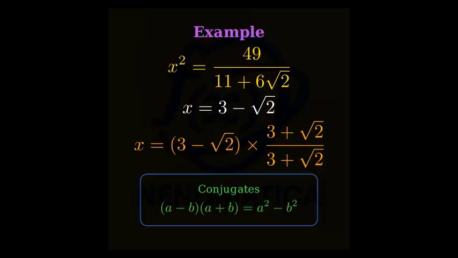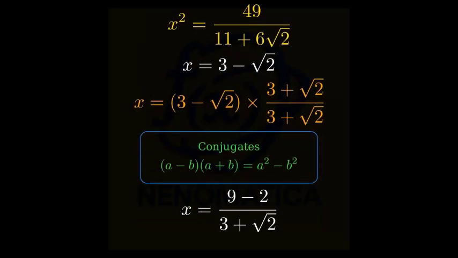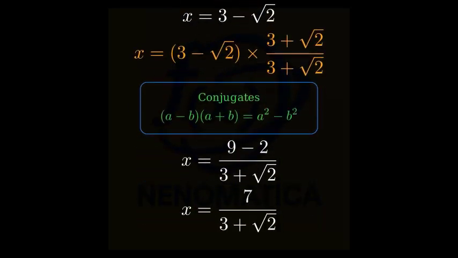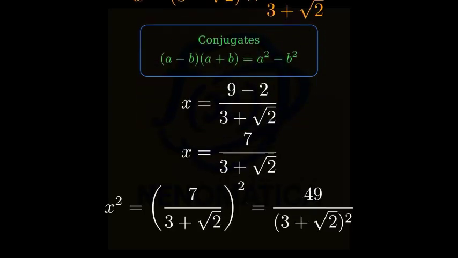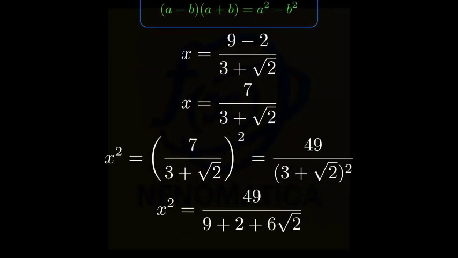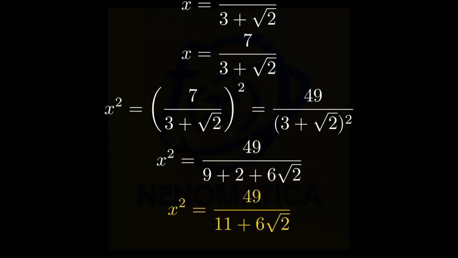Apply the difference of squares. The numerator becomes 9 minus 2. That simplifies to 7. So x equals 7 over 3 plus square root 2. Next, square both sides exactly as shown. We get x squared equals 49 divided by open parenthesis 3 plus square root 2 close parenthesis squared. Now expand the denominator. The square of 3 plus square root 2 is 9 plus 2 plus 6 square root 2. Combine like terms. 9 plus 2 is 11, so the denominator becomes 11 plus 6 square root 2.